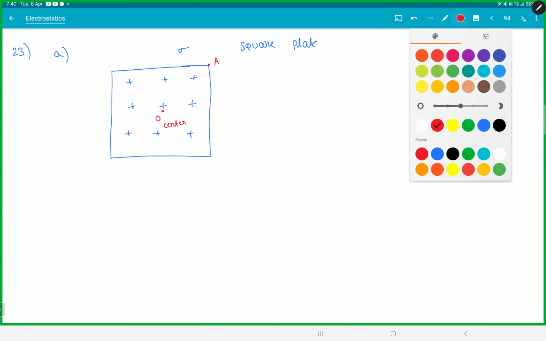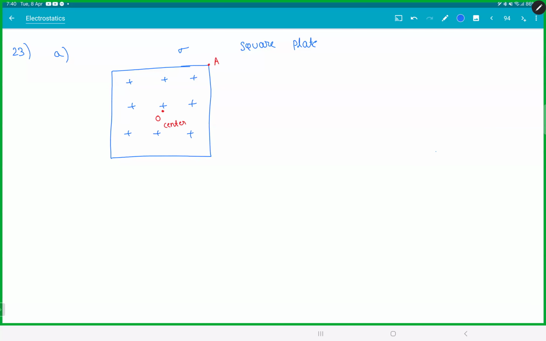Now, I don't know the potential at O. You can actually calculate this. That also involves a little integration, but we're not interested in that. There'll be potential at A also. I want you to find the ratio of potential at the center by potential at the corner. This is a uniformly charged square plate. How will you find the potential at the center and the corner? Find the ratio.